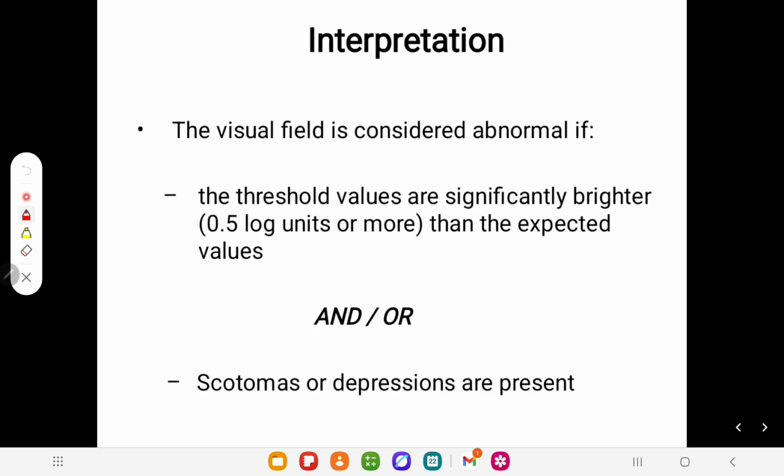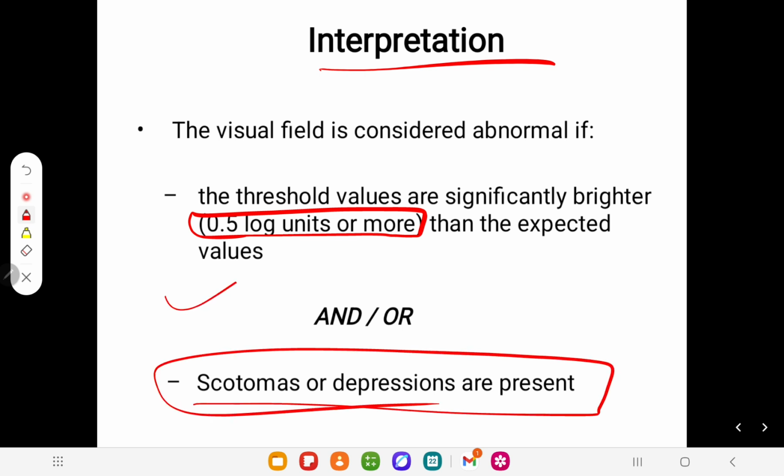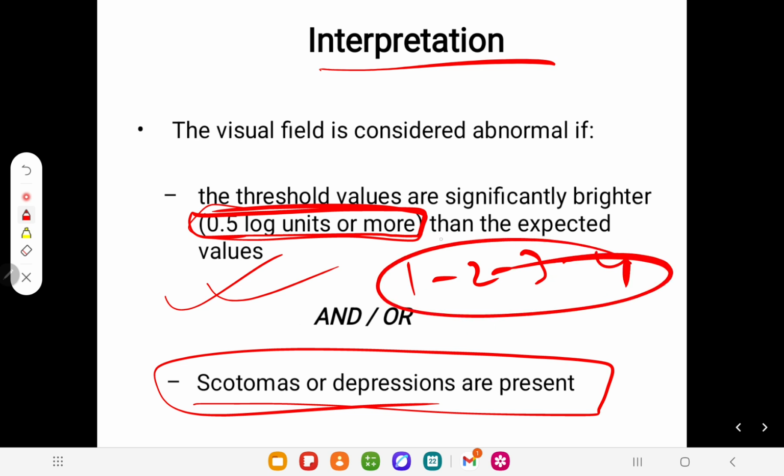It's very important. So, interpretation: the visual field is considered abnormal if the threshold values are significantly brighter, that is 0.5 log unit or more than the expected value, and or a scotoma or depression is present. That is very important: if you need to brighten the stimulus significantly by 0.5, that means 1 to 2, 2 to 3, 3 to 4, then there is a scotoma you found. Most likely there is a scotoma or depression. Okay, the most likely defect.